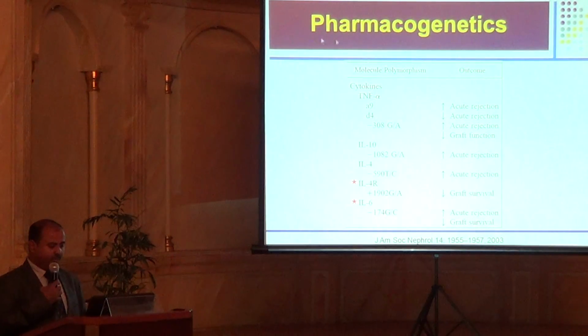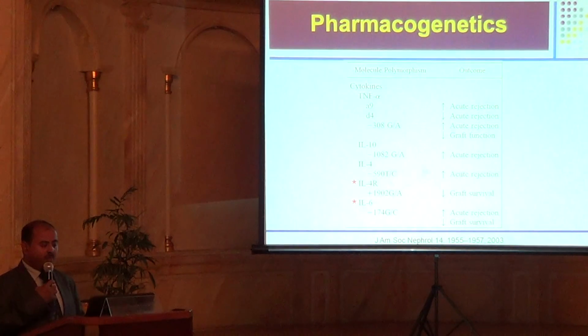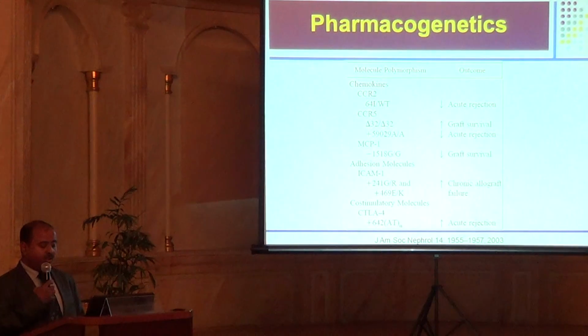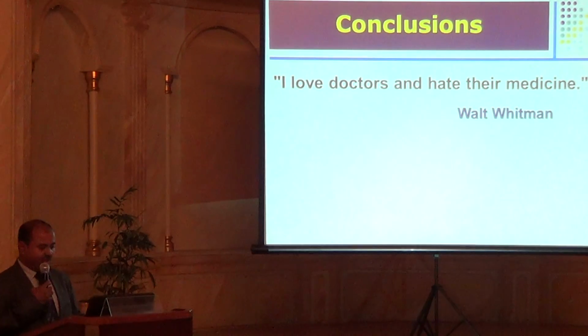If you look here, there is polymorphism in cytokines, interleukins, and here there is a star labeled interleukin 4R and 6 are the genotype of the donor. You can find here all these genetic polymorphisms are associated with either rejection or graft failure. The same here for chemokines and adhesion molecules, so it is very interesting as I mentioned.